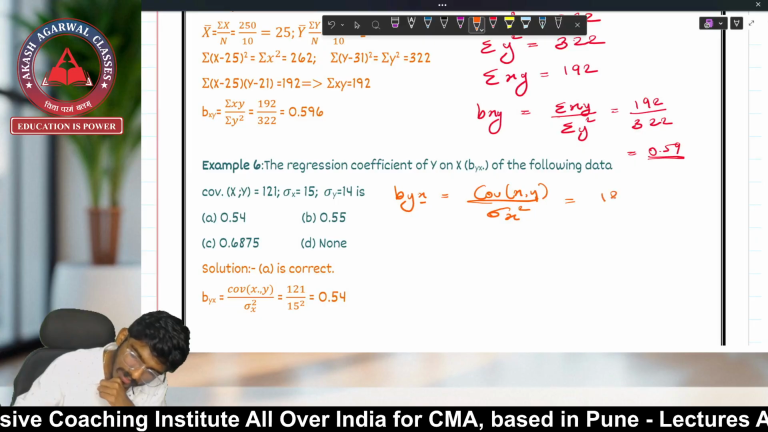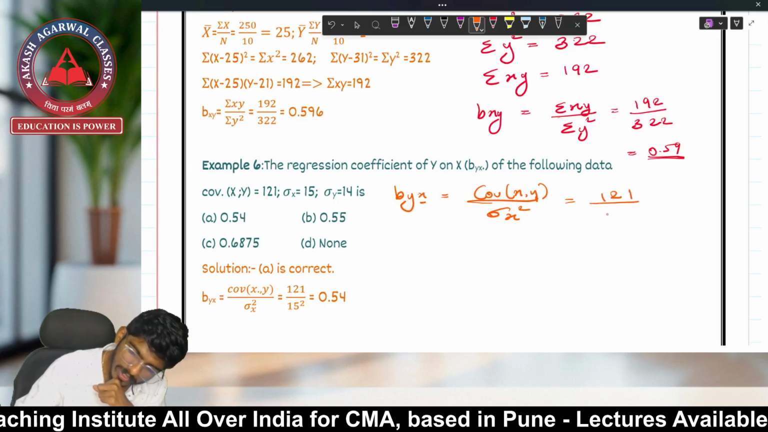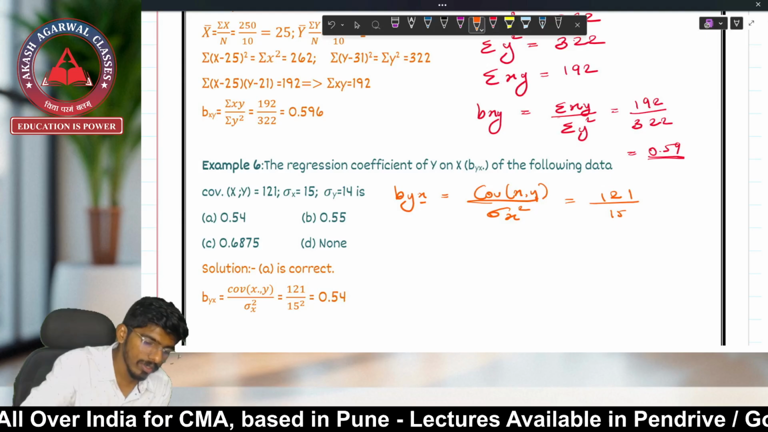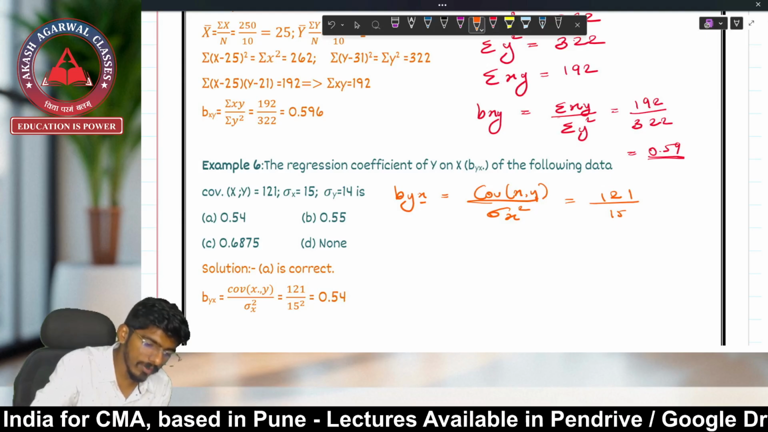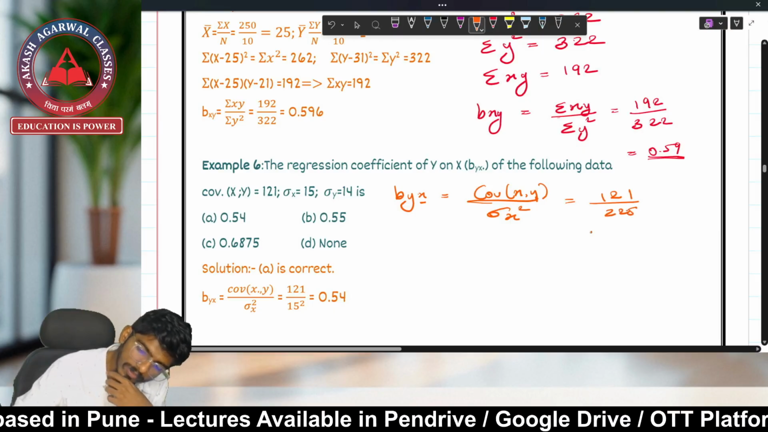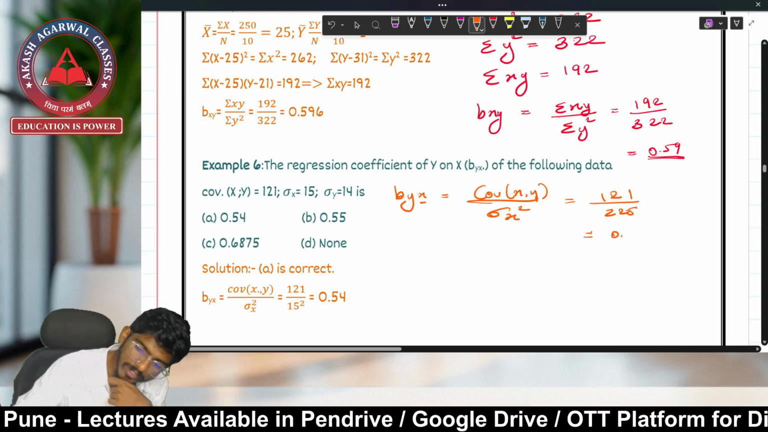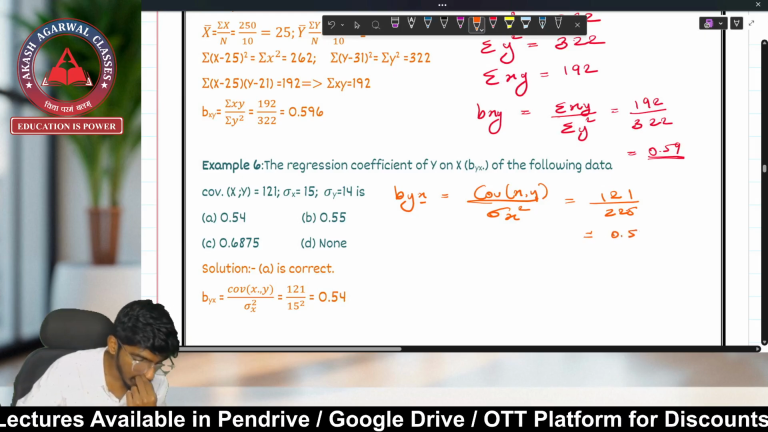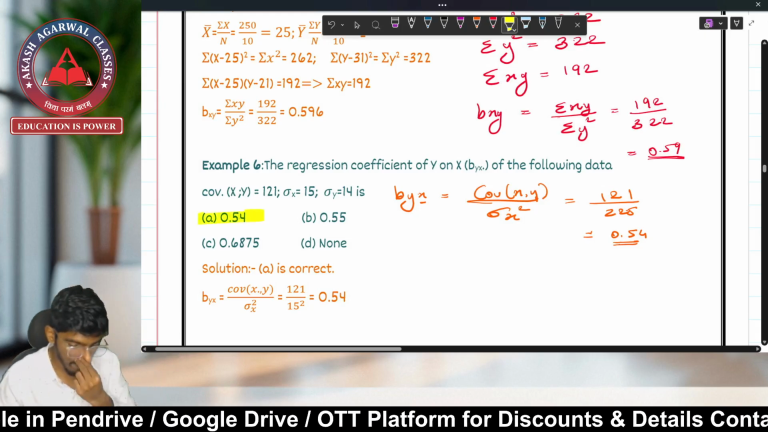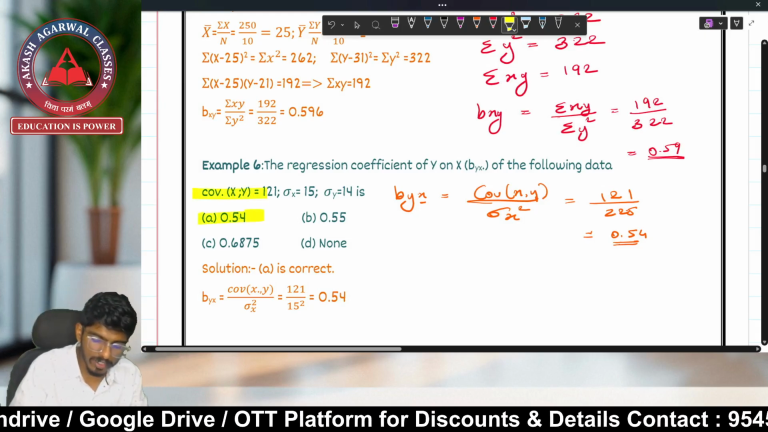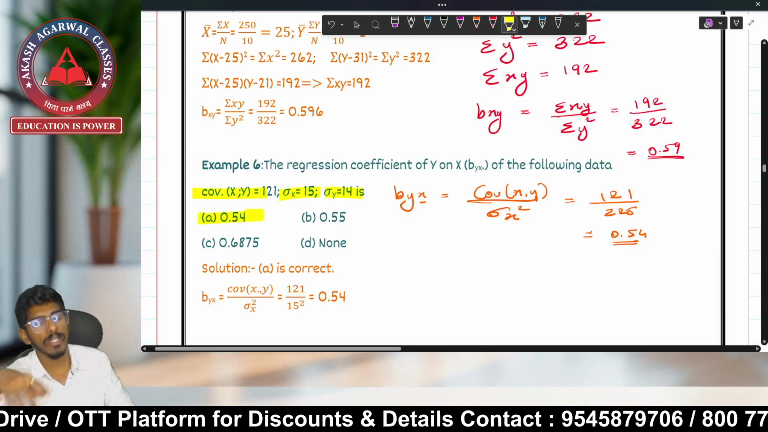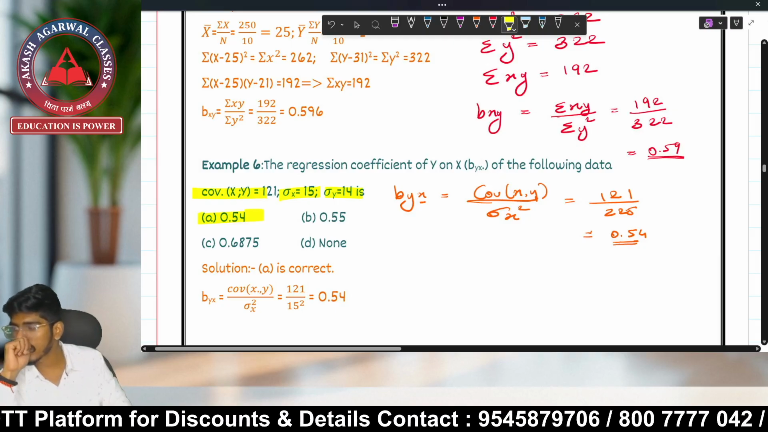Covariance is how much? Covariance is 121. And x square is 15 square. 15 square is, let's calculate now. It is going to be 121 divided by 225. 0.533. I'll write direct 225. Okay. This is going to be what? 0.53777. So I can write 54. Option number A. This type of questions are asked in your paper where they'll be giving you R, they'll be giving you standard deviation of x and y. You'll have to just substitute it.